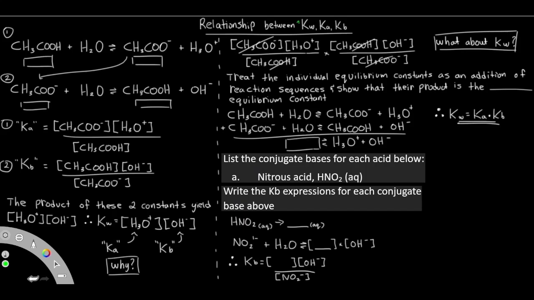Relationship between Kw, Ka, and Kb. As you can see over here, this is acetic acid. This is obviously going to be our acid. There obviously needs to be a base for every acid, as we can see over here, and vice versa.